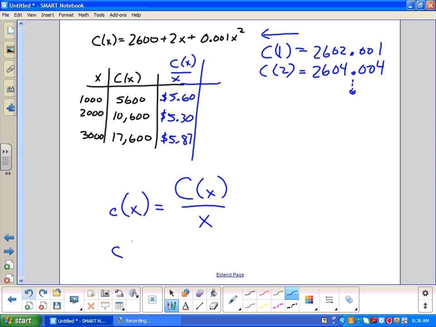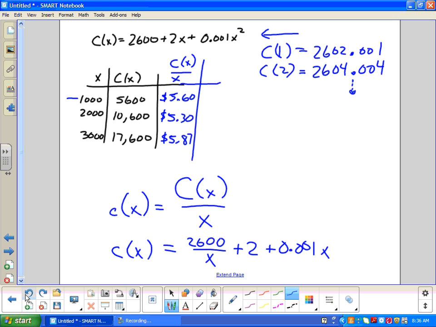Because little c of X is dividing this thing by what? X. And can X be 0? No, we're not going to make 0 parts. Okay? So I'm going to divide it, and I'm going to do it in one step. 2,600 over X plus 2 plus 0.001X. That is the cost per part. If I make 1,000 parts, this will be the cost. If I put 1,000 in here, I'll get 5.60. That's the function that generates that.